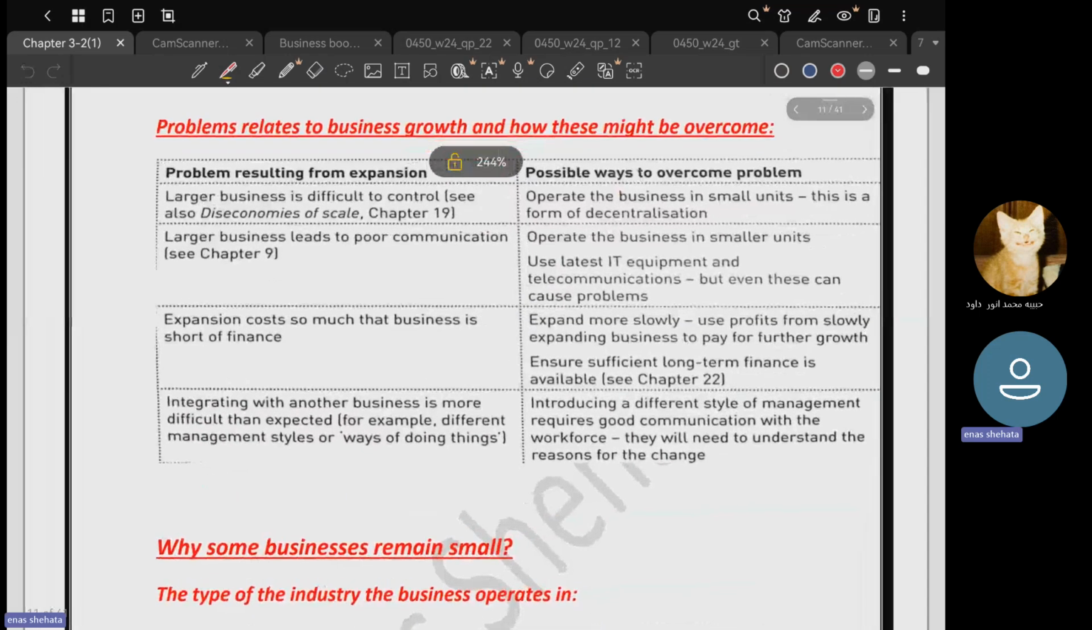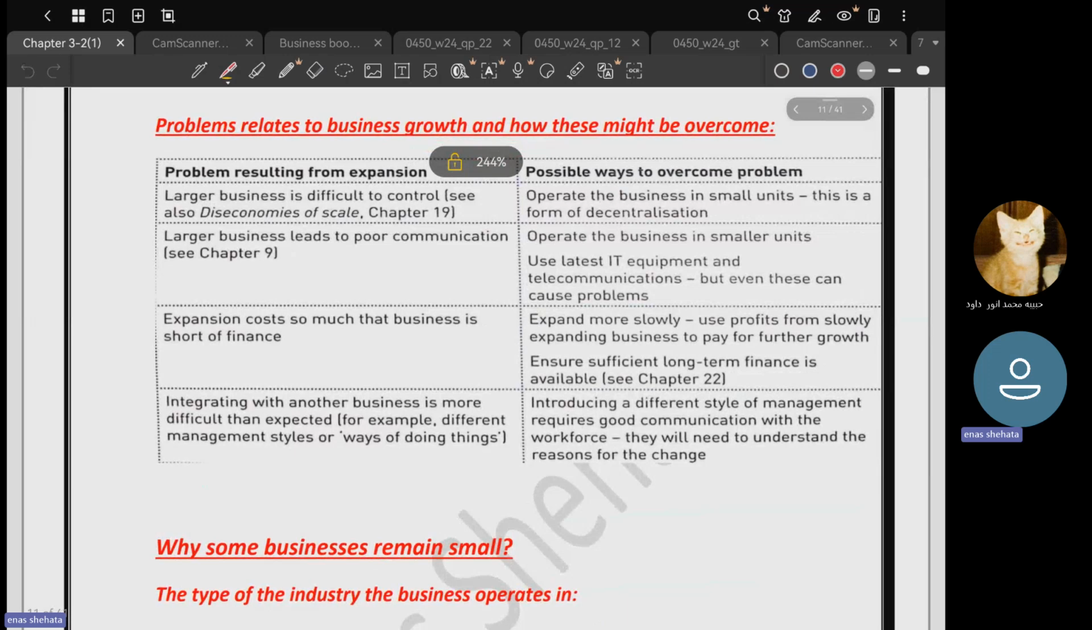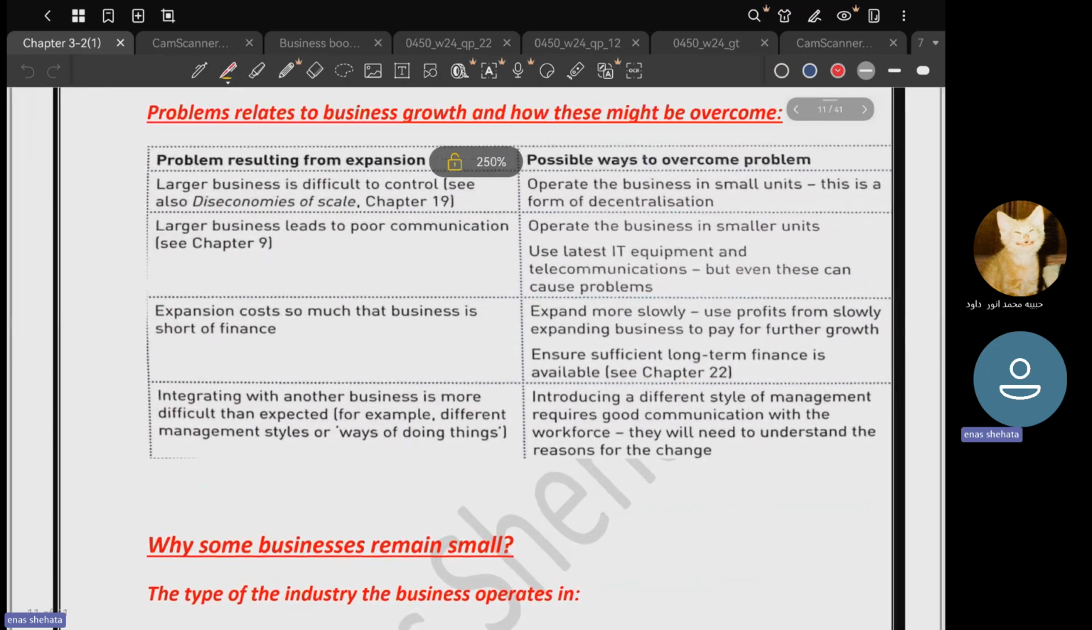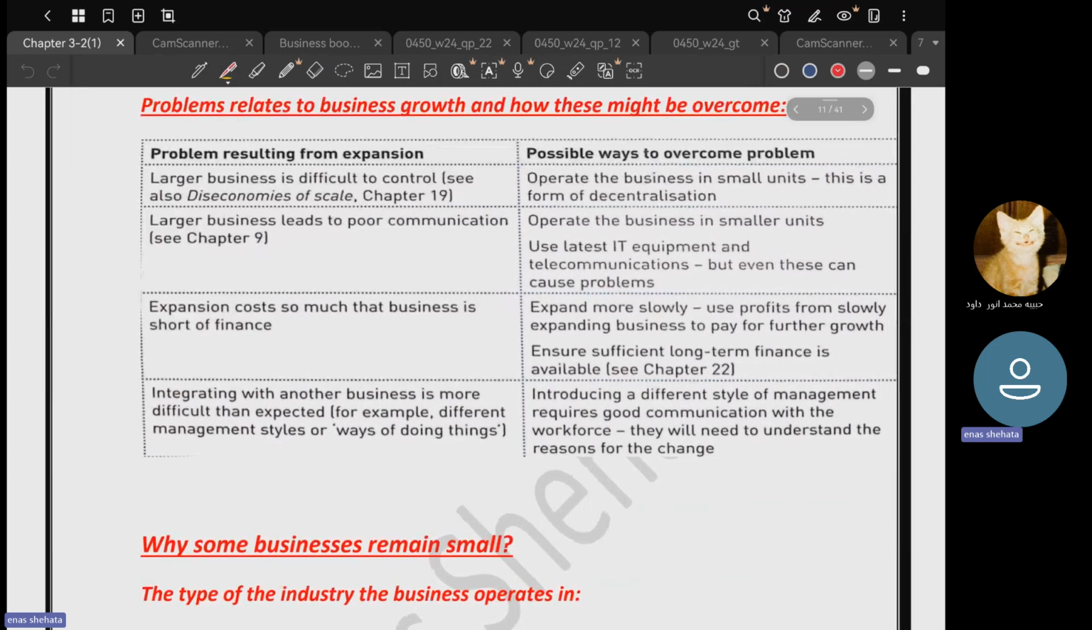Problems for growth and how business might overcome them. When you expand your business, you may have some difficulties. Number one, difficult to control. You have some difficulties in controlling your business. But how to overcome this? Operate business in small units. This is a form of decentralization.